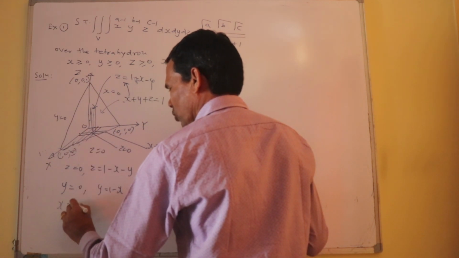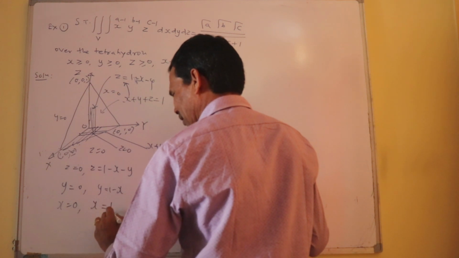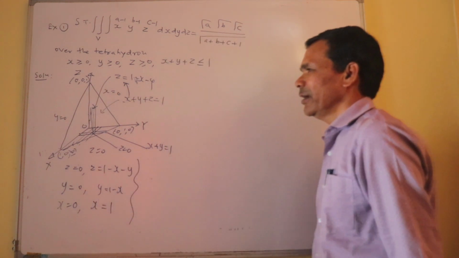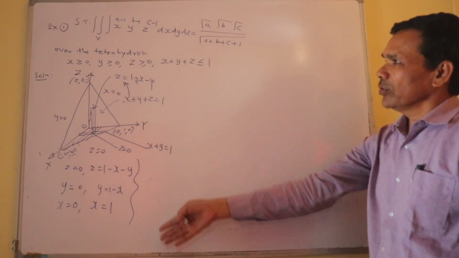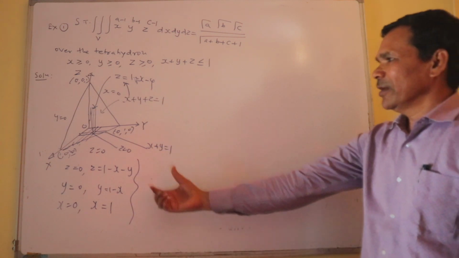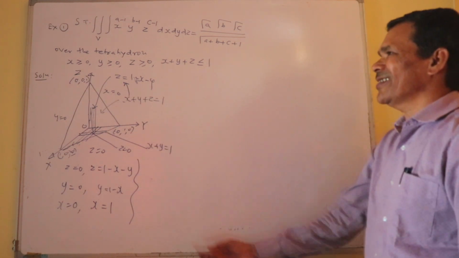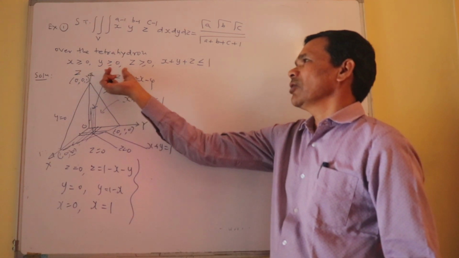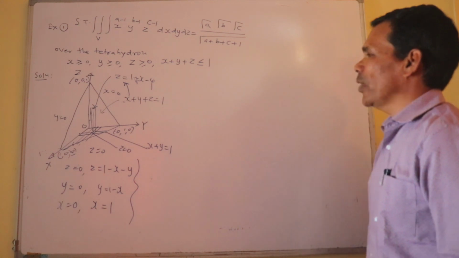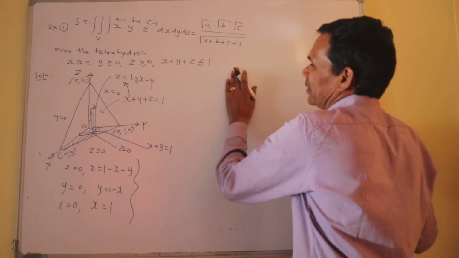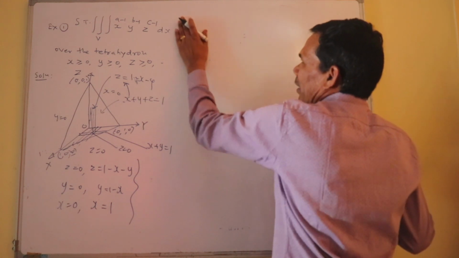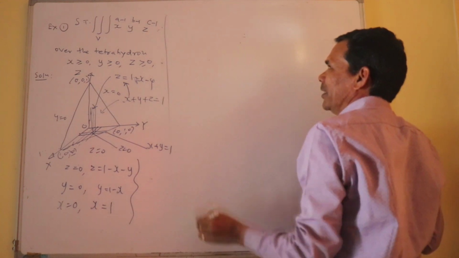So x from 0 to 1. So like this you are getting the limits of the tetrahedron over there. So you have to evaluate this over this tetrahedron bounded by these coordinate planes x equal to 0, y equal to 0, z equal to 0, x plus y plus z less than or equal to 1. Now let us evaluate this integral with these limits.